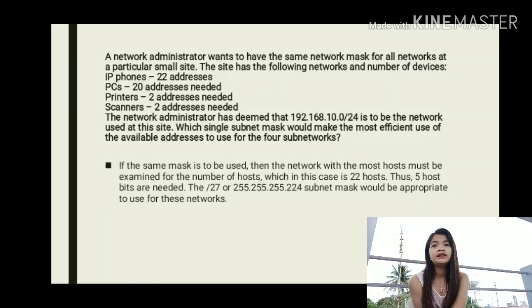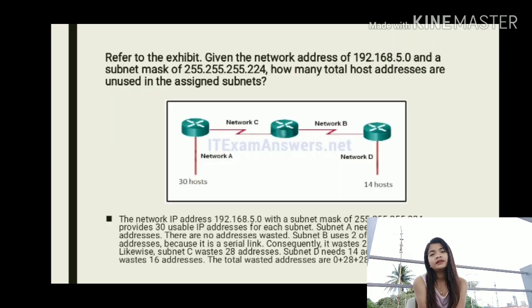A network administrator is variably subnetting a network. The smallest subnet has a mask of 255.255.255.248. How many unusable host addresses will this subnet provide? The mask 255.255.255.248 is equivalent to the /29 prefix. This leaves 3 bits for hosts, providing a total of 6 usable IP addresses. 2^3 minus 2 equals 6.